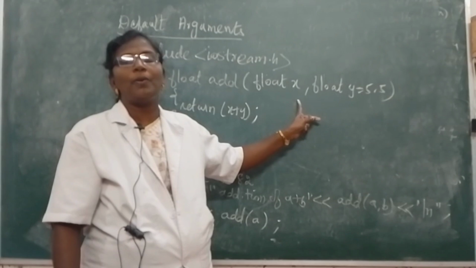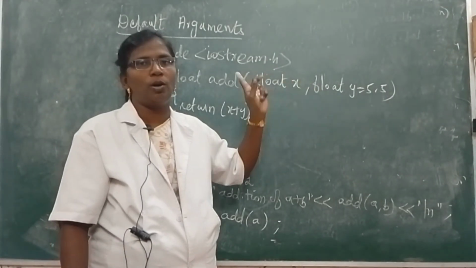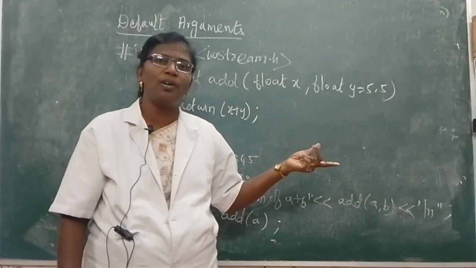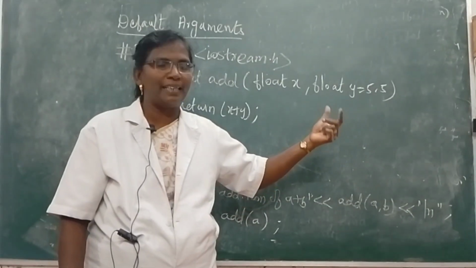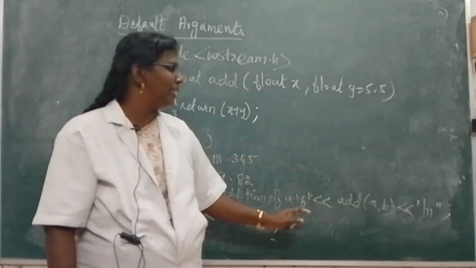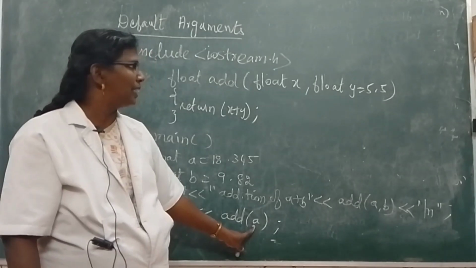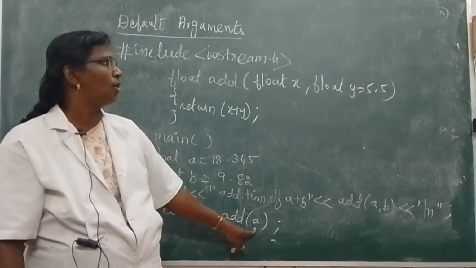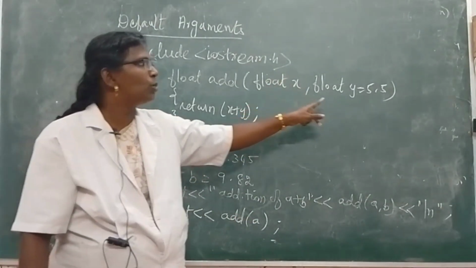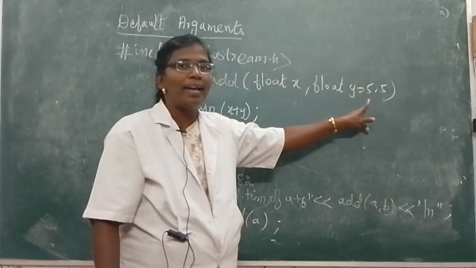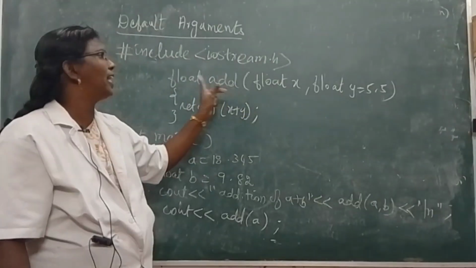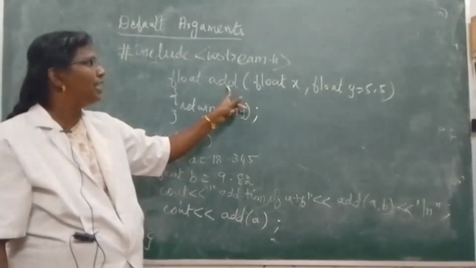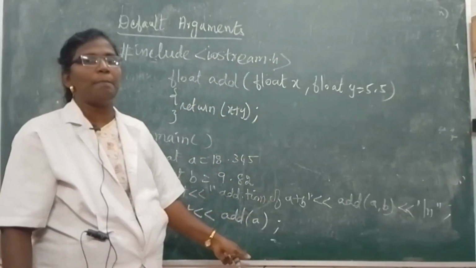Next topic we are going to see is default arguments. What is the use of a default argument? When we have not substituted a value for a particular argument, automatically the value will be attached at the time of calling. The value has to be given at the time of declaration itself. Let us see this example now.